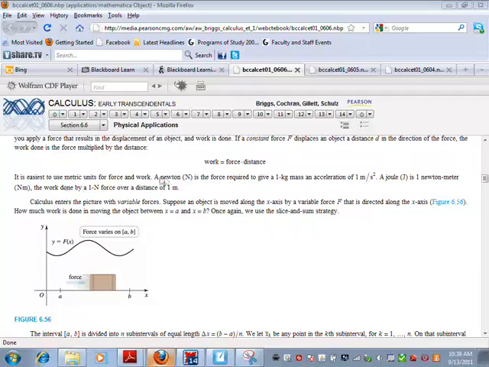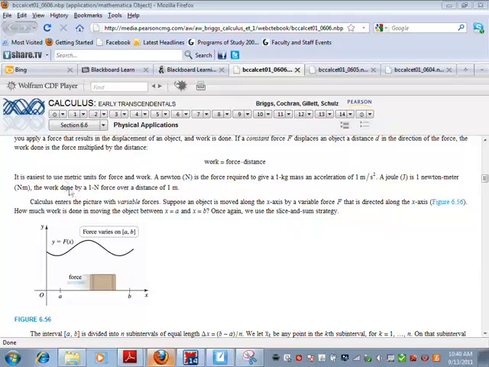So units, right? A newton is the force required to give a 1 kilogram mass an acceleration of 1 meter per second squared. Okay. A joule is 1 newton meter. So the only thing to remember is that these are the units for force, and these are the units for work.